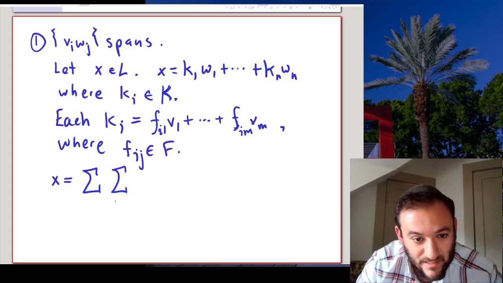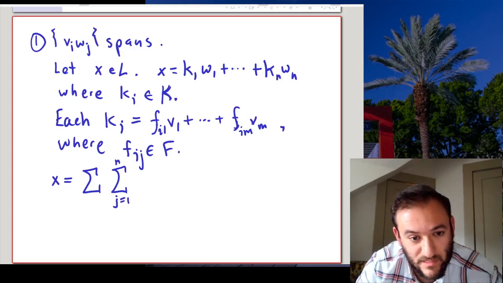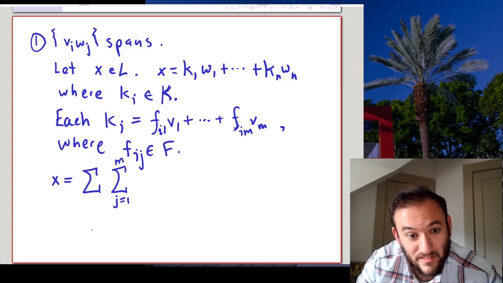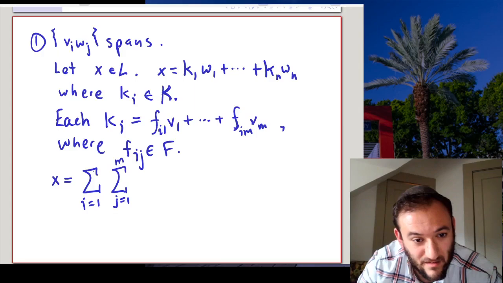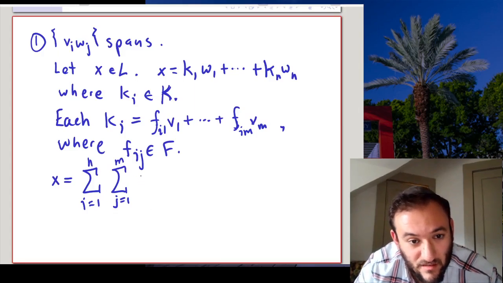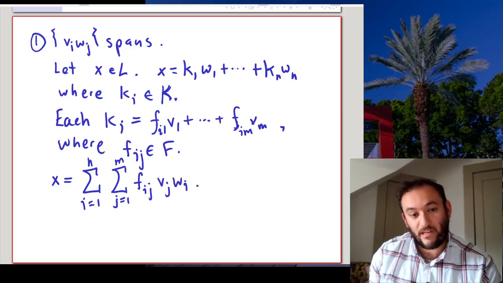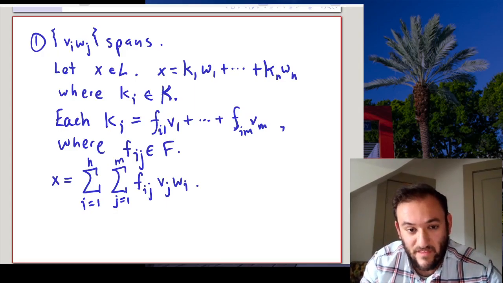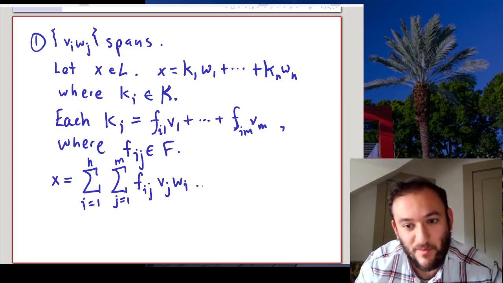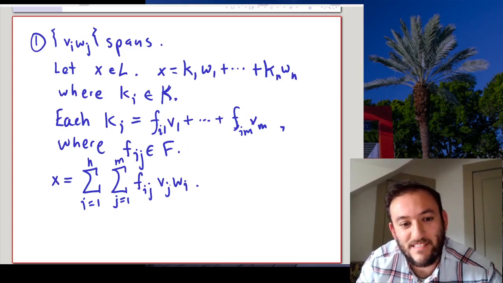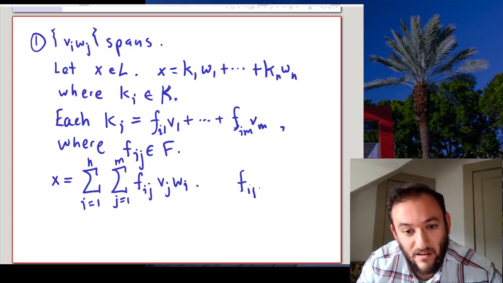And now we're going to let j go from 1 to m, sorry, and we're going to let i go from 1 to n. And this will be fij Vj Wi. Okay, so we've taken an arbitrary element in L and we've written it as a sum of the elements Vi Wj, or I guess Vj Wi, since we wrote the indices backwards, and the fij's are in F.